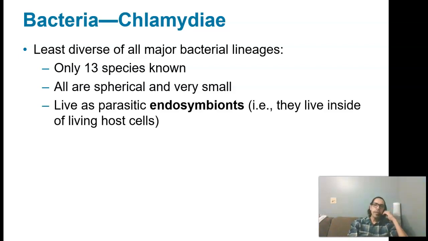The first one is Chlamydiae. This is the least diverse of all the major bacterial lineages. There are only 13 species of these that are known. All of them are spherical and small, and they live as parasitic endosymbionts. That means that they live inside of their host cells.